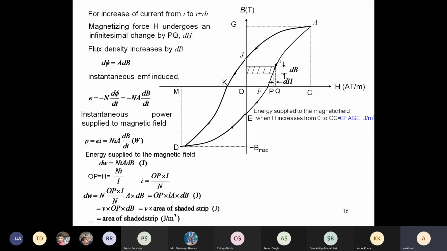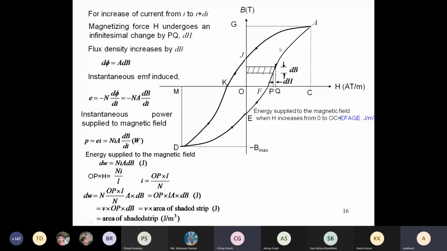You are increasing, so it is basically this entire area. You have gone from here to here. Even this AJ part is not at all there. When you are going from O to C, it is going from E to A. So this is the energy supplied.